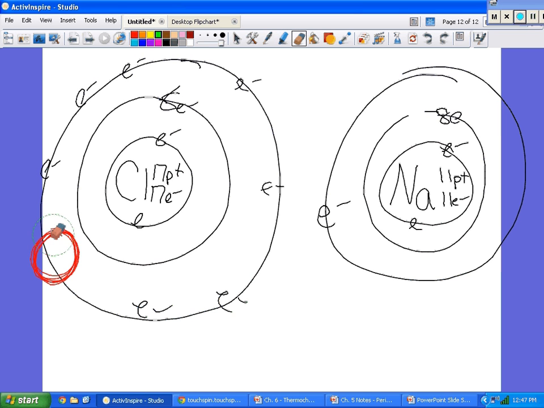So, if I take the chlorine atom with its 7 valence electrons, and I take the sodium atom with its 1 valence electron, what do you think is going to happen? What's chlorine going to do? It's going to take this electron and it's going to make a bond. So when you have that, you have NaCl, sodium chloride. Yes, this works. Yes, this is a salt.